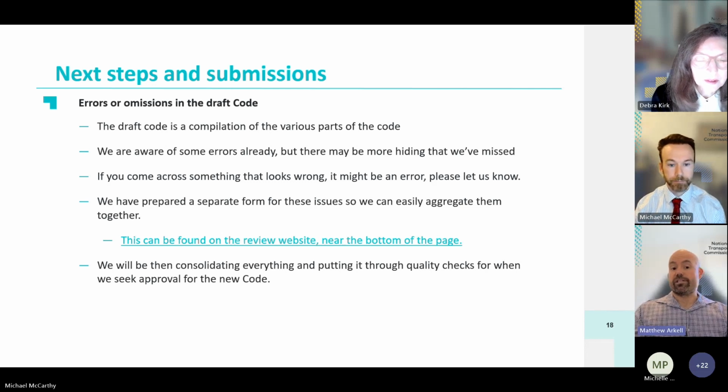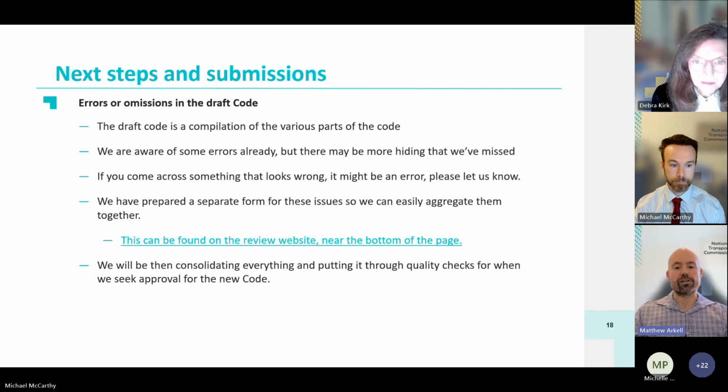Errors and omissions in the draft code. The draft code is a compilation of the various drafted parts of the code that we've been developing over the last 2 years. It's not perfect. We're aware of some errors already. It's possible that there are things that are hiding that we've missed, things such as misnumberings, those kinds of things. If you come across something and it looks wrong, it could very well be an error. So please let us know. We've got a separate form on that consultation webpage for possible errors that helps us to aggregate them together.